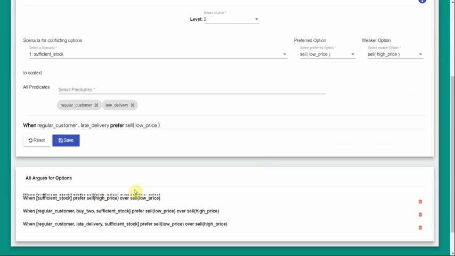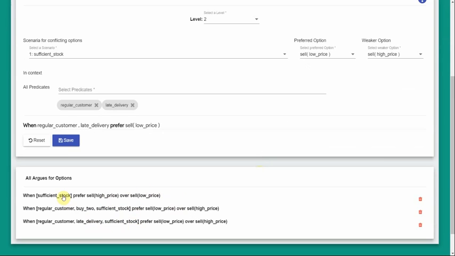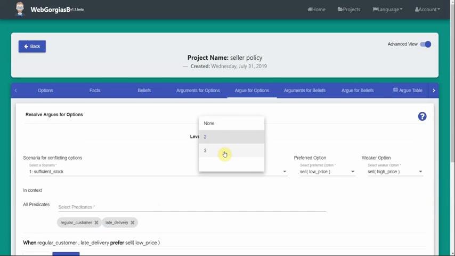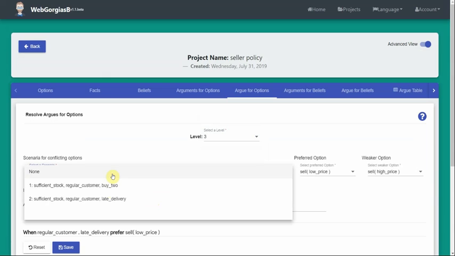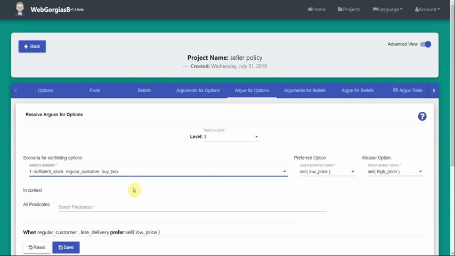Now you see that here I have conflicts. When there's a regular customer that wants to buy two items, this second preference here is conflicting with the first one, the default, because both are valid. No matter, because the first one only has sufficient stock, it's valid in this scenario. So in that case, I have to go to the next level, where now you see I have two scenarios, the two exceptions of the previous one. I select one of them, let's say this one.